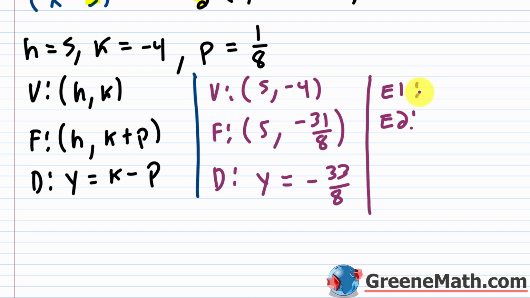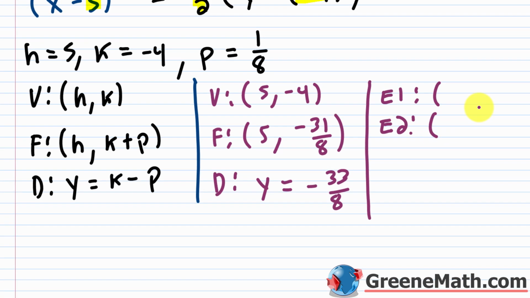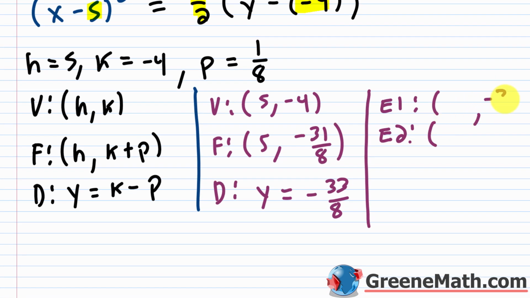Now, in terms of the endpoints for the latus rectum, let's do E1 and E2. We have a vertical parabola. So that means we're moving from the focus to the left by the absolute value of 2p and to the right by the absolute value of 2p. My y-coordinate in each case will be the same. It's not going to change. So it's -31/8 and -31/8. Let me see if I can make that a little bit cleaner.